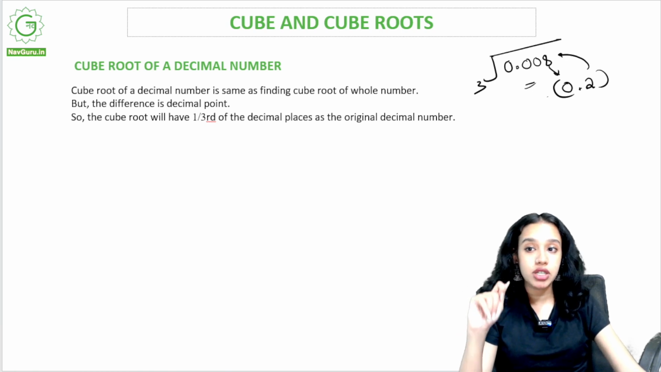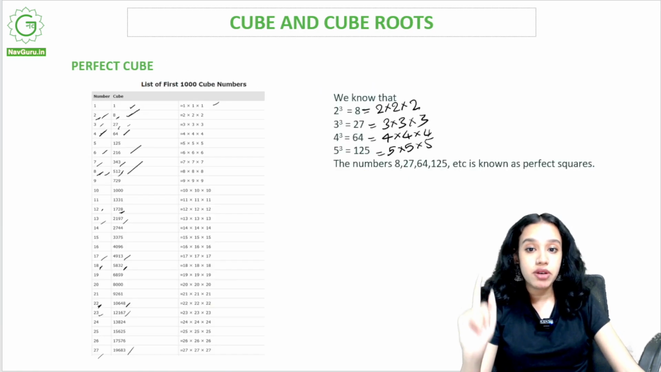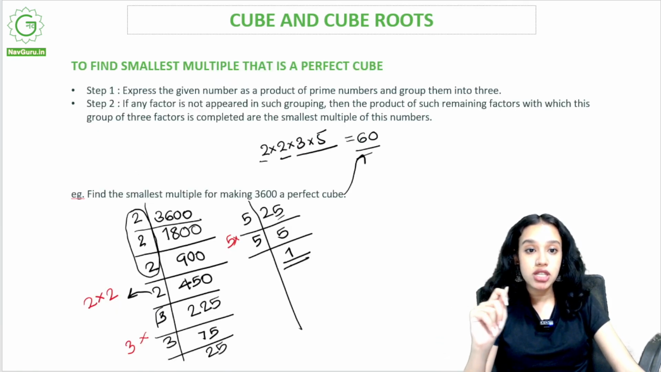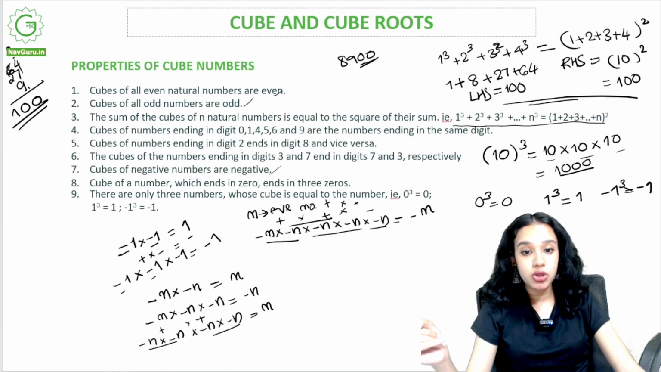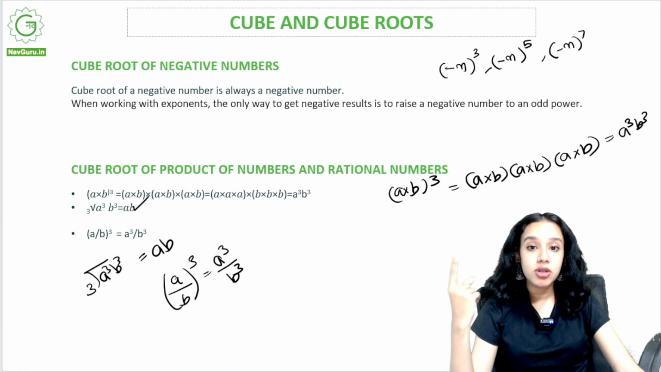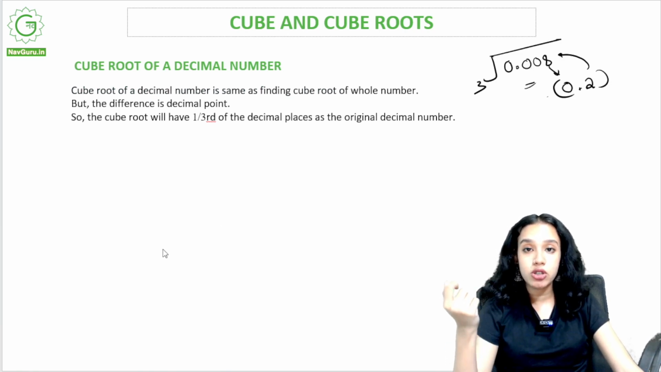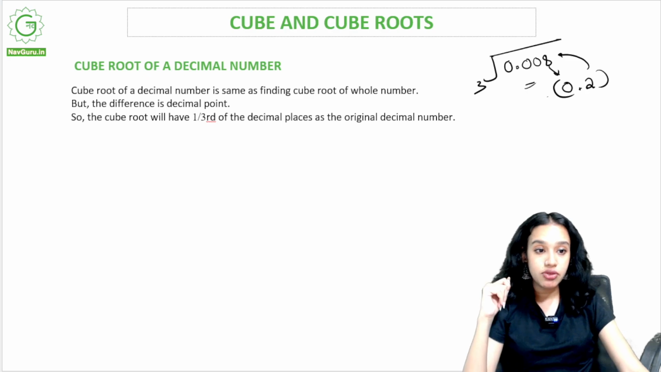Now this is about the chapter cube and cube roots. In this chapter we discussed what is cube of a number. Then we talked about a perfect cube and we discussed different cubes of whole numbers. Then we went to finding the smallest multiple of the perfect cube, that is we prime factorize, and we find the numbers which would make a group a triplet. And then we talked about the properties of cube numbers, in which we explained a lot of very important properties. Then we moved on to cube roots, and then we were talking about finding a cube root of a perfect cube by prime factorization method. And then we talked about the cube root of negative numbers and cube root of product of numbers and a rational number. And finally, we concluded with the cube root of a decimal number. I hope this chapter is clear to all of you, and yeah.